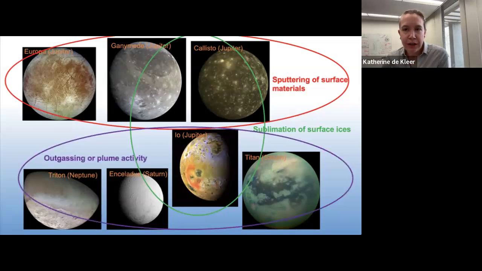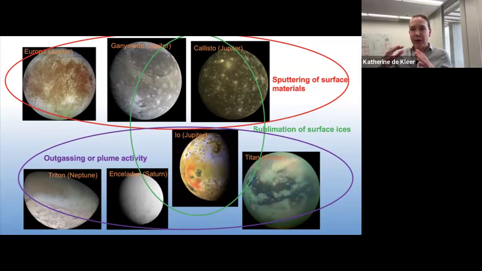So the objects in particular that are geologically active, typically because they're tidally heated, may be outgassing from the interior or may even have these dramatic water geysers on Enceladus or volcanic plume activity as on Io. So the atmospheres of the moons are produced by some combination of these three processes.